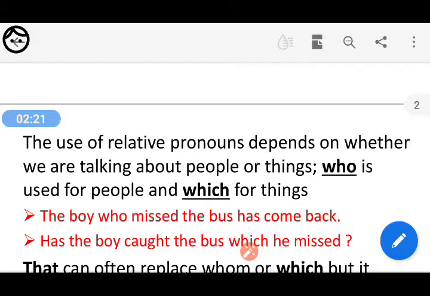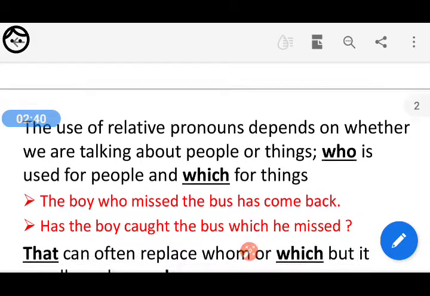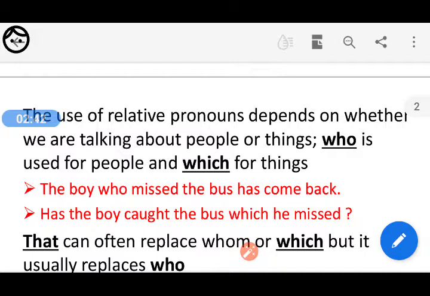The use of relative pronouns depends on whether we are talking about people or things. Who is used for people and which is used for things. Now how is who used for people and how is which used for things? Let us see these two examples in red. The boy who missed the bus has come back. The boy refers to a person, so who is the relative pronoun used here.